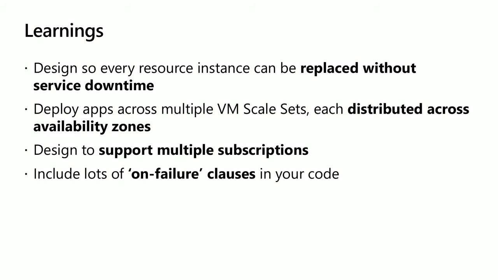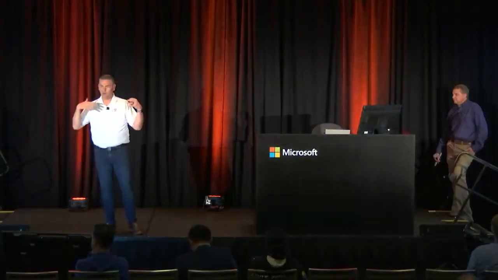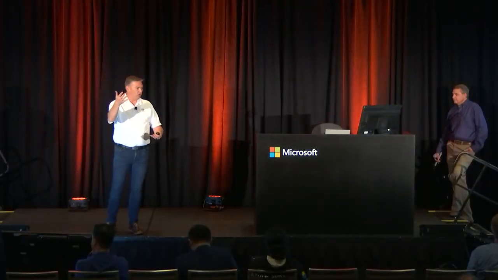So the learnings from that is, this is one of the things that the team wanted me to make sure you knew, is be forward compatible in your designs. That means make sure all the resources that you create, you can replace those resources. Not just modify them, replace them. That's one of the reasons why you have 2 VM scale sets.